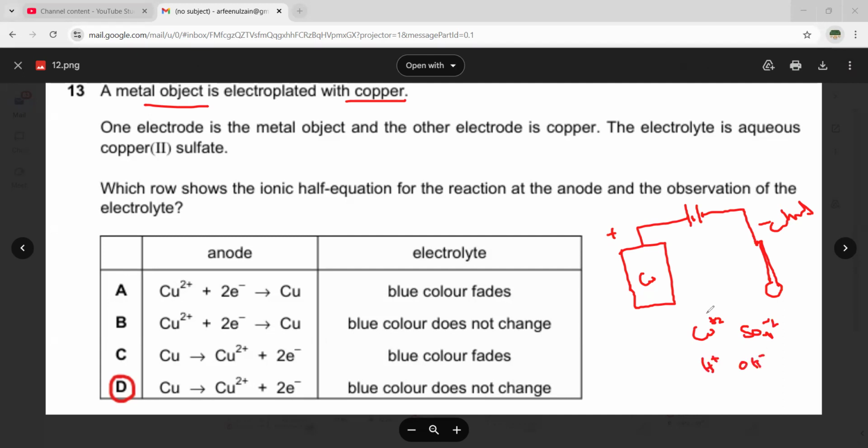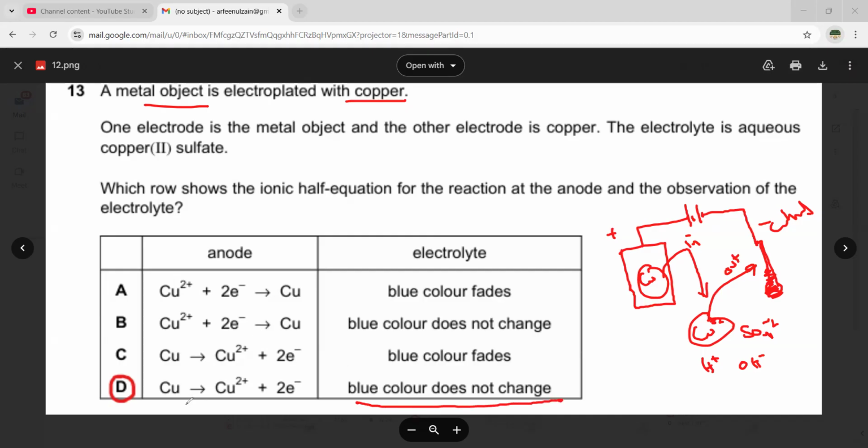So the copper, being less reactive, will move towards the cathode and stick to the metal object, and to balance that, a copper atom will go into the solution as a copper ion. When one copper goes out, another copper enters. So the overall concentration of copper in the electrolyte does not change. That's why the electrolyte color does not change.